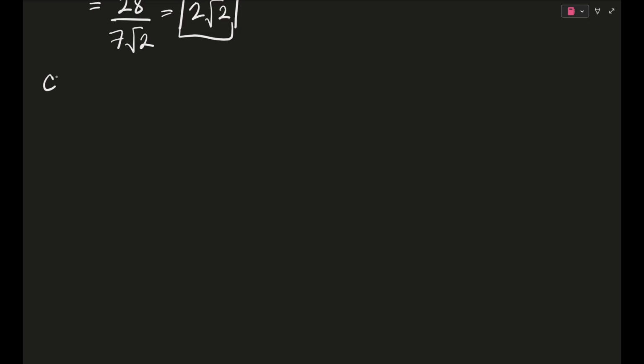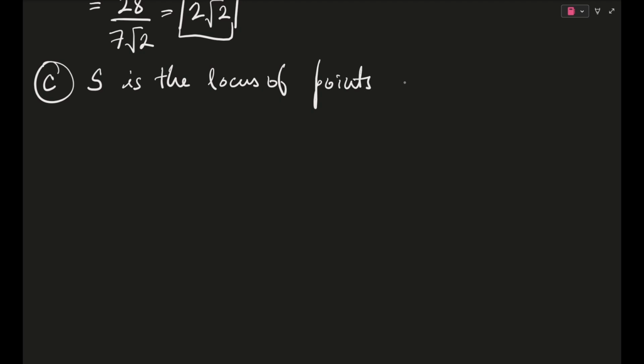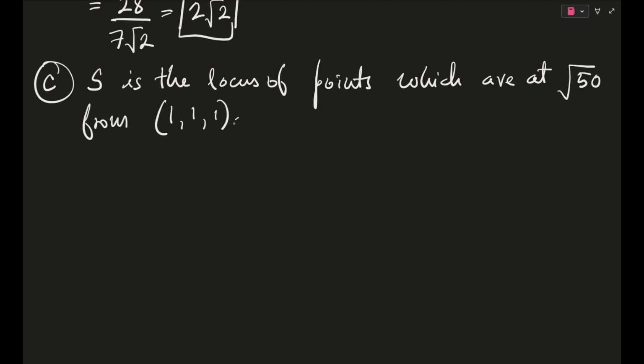So moving on to option number C. Before starting off option number C, let's analyze something that is told in the question. So basically the question said S is the locus of points which are at a fixed distance, and that is root 50 something units from the point 1 comma 1. So guys, I hope I don't have to explain further, because in 2D we know that this is a circle, but here in 3D the locus will be nothing but a sphere.